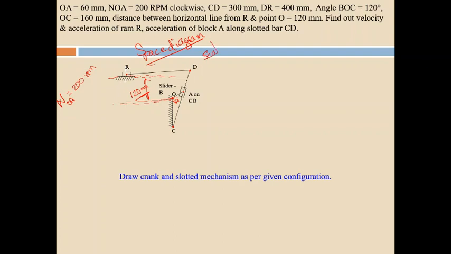How can we scale it? We can take 1 centimeter equal to 30 units. 1 centimeter equal to 30 units means a 60 mm line is drawn as 2 centimeters. Then 300 mm is drawn as 10 centimeters. 400 mm is drawn as 13.3 centimeters. 120 means a 4 centimeter line.